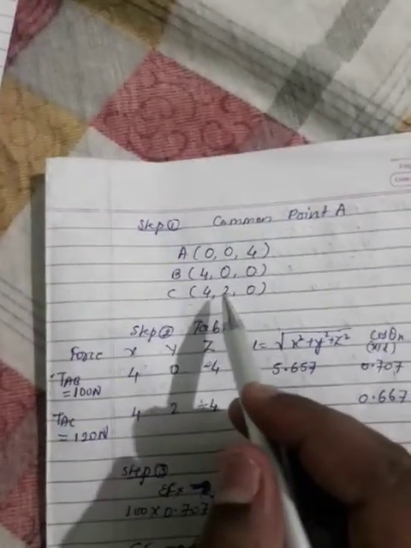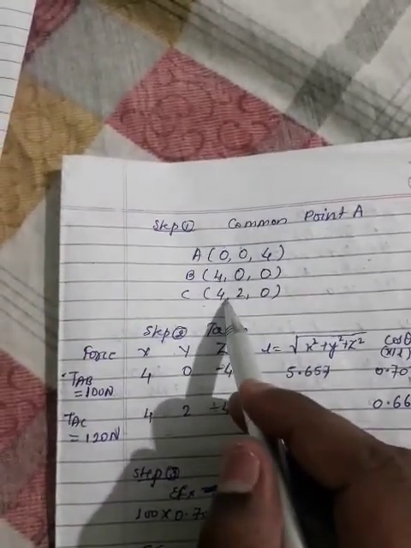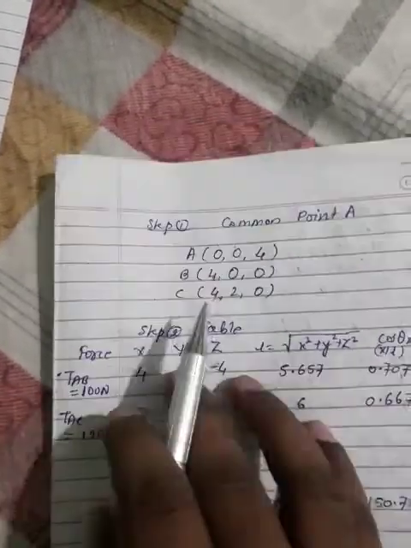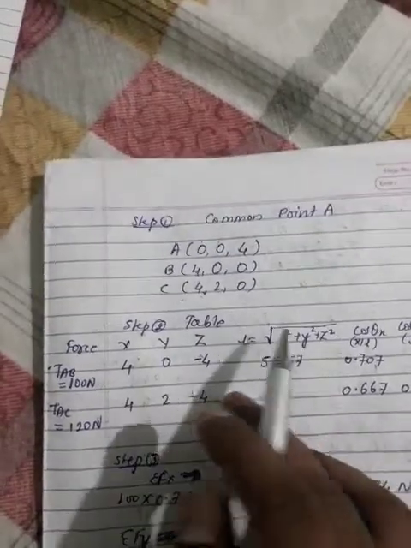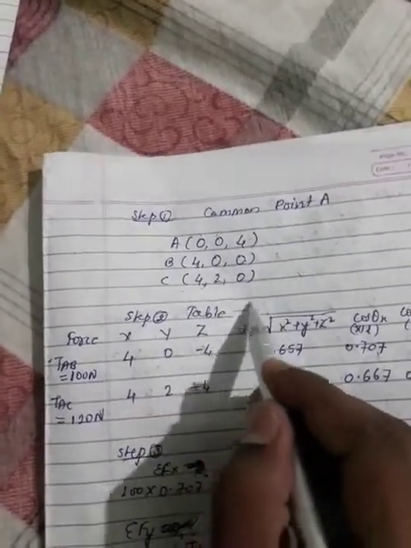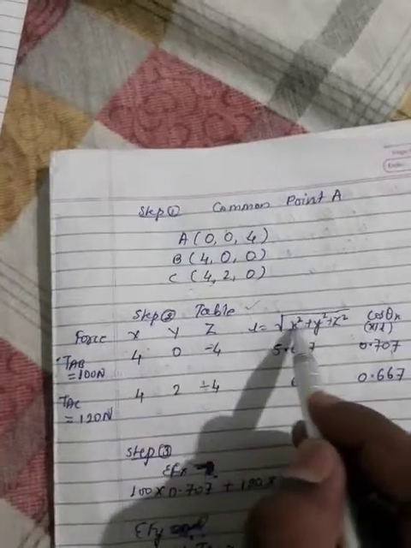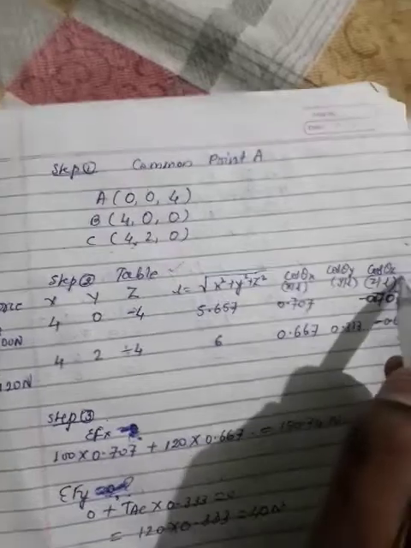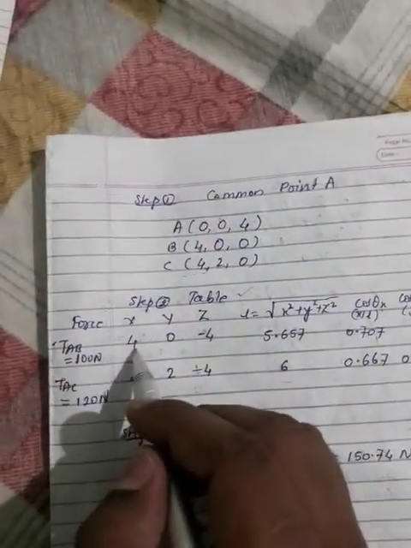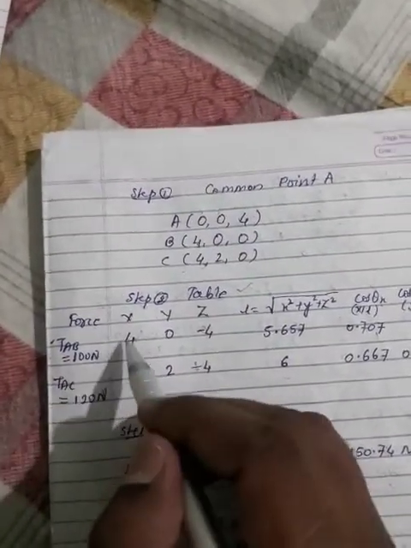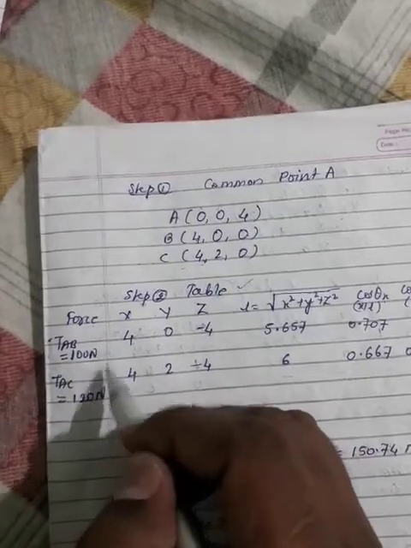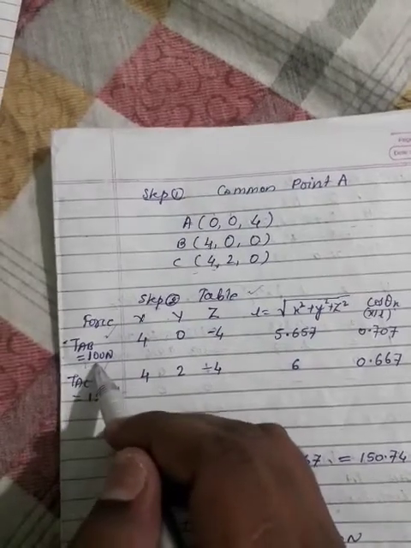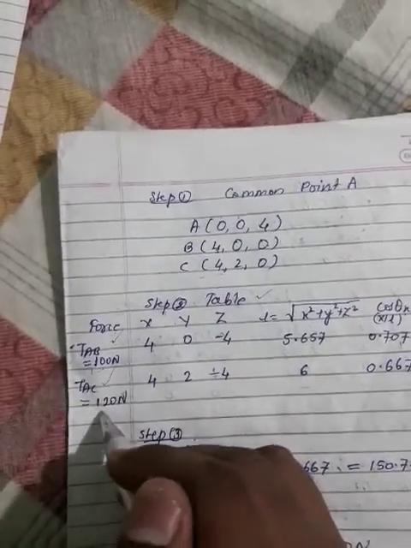Here I am skipping the calculation of the tension coefficient of AB and AC, and directly writing the values. I am preparing the table initially: Force, x, y, z, L, that is root of x square plus y square plus z square, cos theta x, cos theta y and cos theta z. In this case they have not given any external load W on the cable. They have given TAB equal to 100 Newton and TAC equal to 120 Newton.